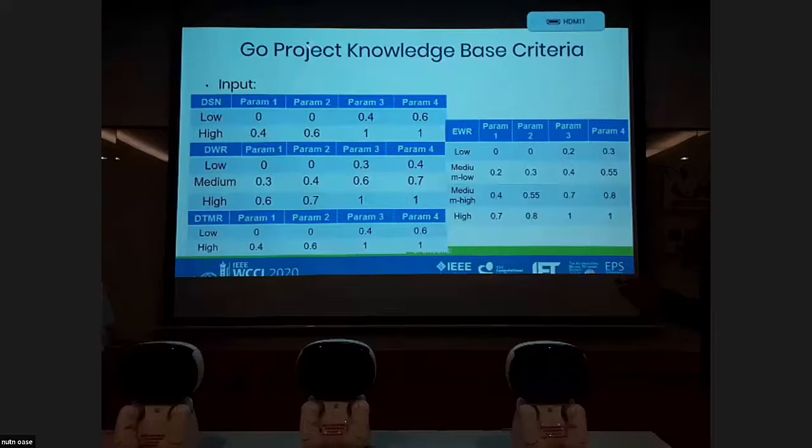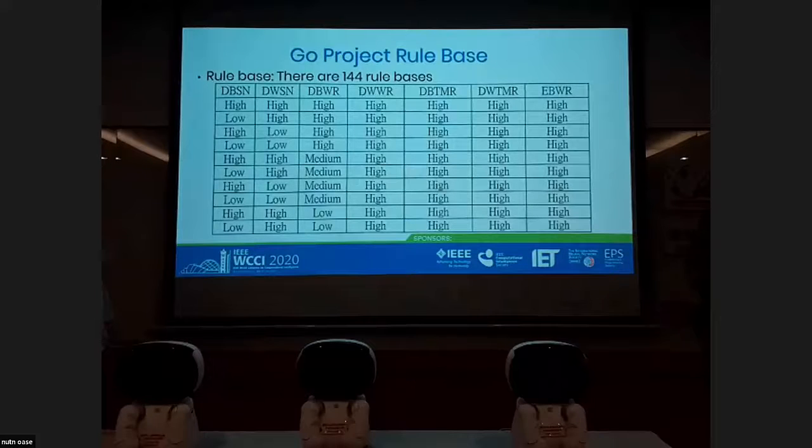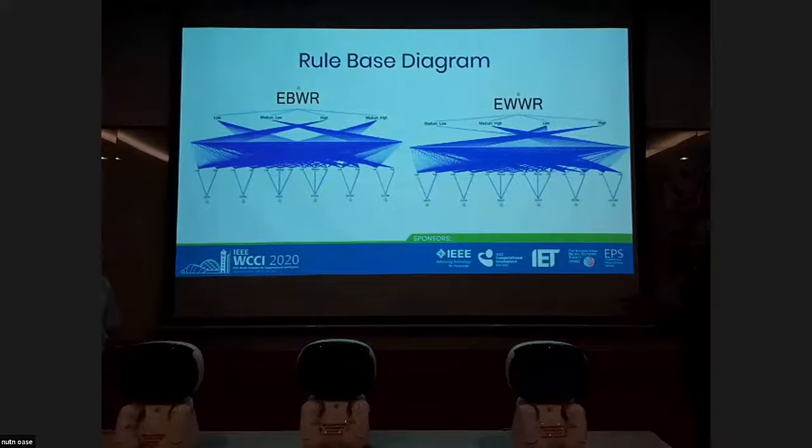This is our knowledge-based criteria here, and this is our input and output. And for our Go project rule base, there are 144 rule bases here. And this is our rule base diagram. This is the black and this is the white one. And the question now is, why are there 144 rule bases? 144 is calculated by multiplying the parameters of the variables, which means 2 times 2 times 3 times 3 times 2 times 2, which equals 144.